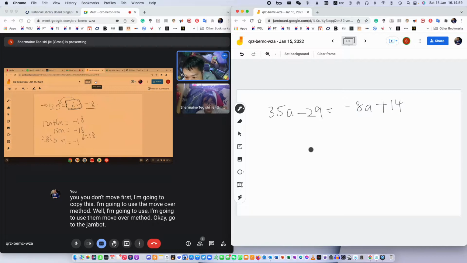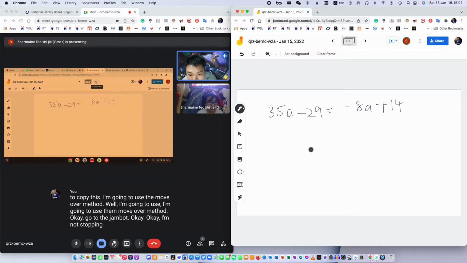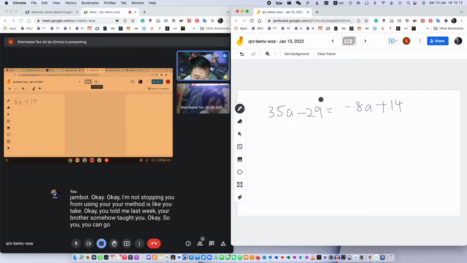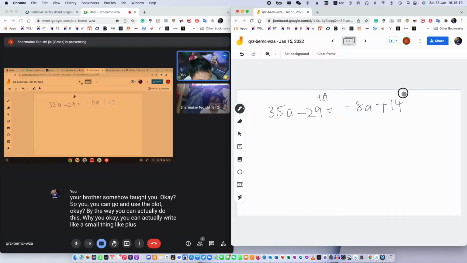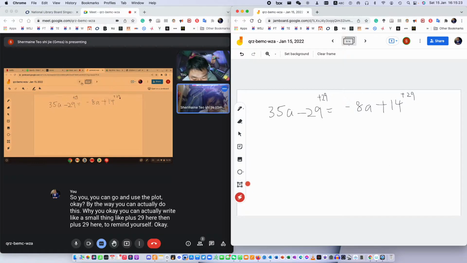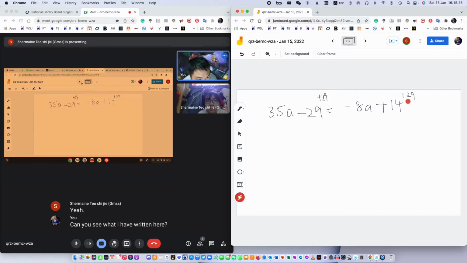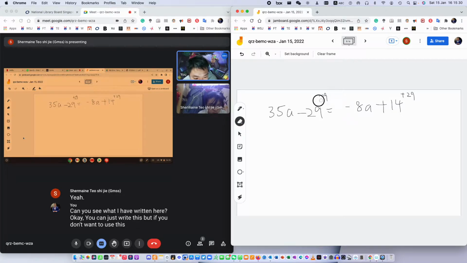Okay, I'm not stopping you from using your method. It's like you told me last week, your brother somehow taught you. So you can go and use the plus. By the way, you can actually write a small thing like plus 29 here, then plus 29 here to remind yourself. Are you clear? Can you see what I have written here? You can just write this, but if you don't want to use this technique, don't use this technique.